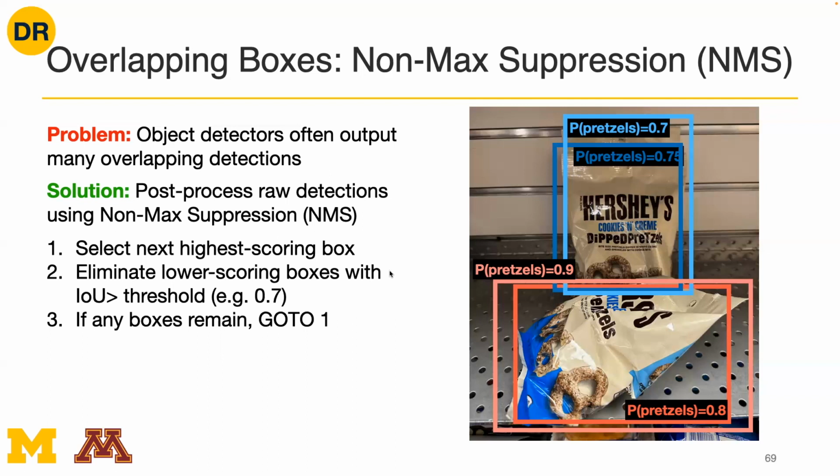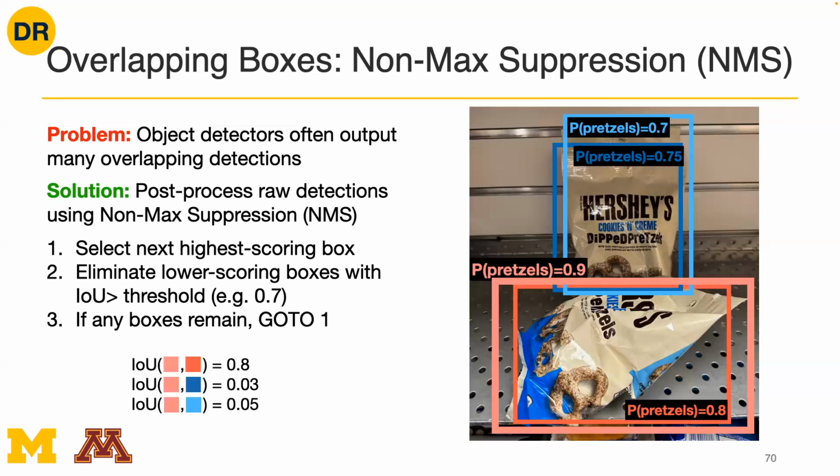Once you've eliminated those lower scoring bounding boxes, you just keep repeating this process. You go back and consider the next highest scoring bounding box, which you haven't eliminated, and then consider all of the lower scoring bounding boxes from that. Do they have an IOU above some threshold? Eliminate them if so, and so on. So let's step through and look at what this looks like.